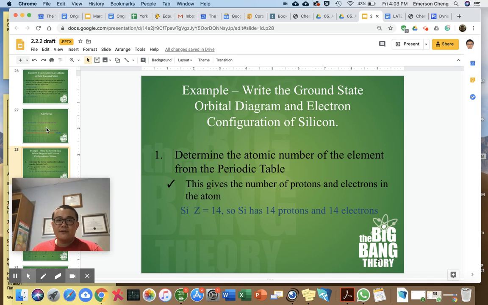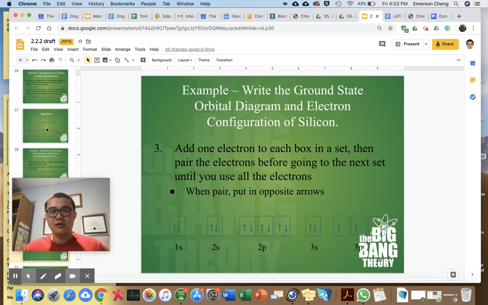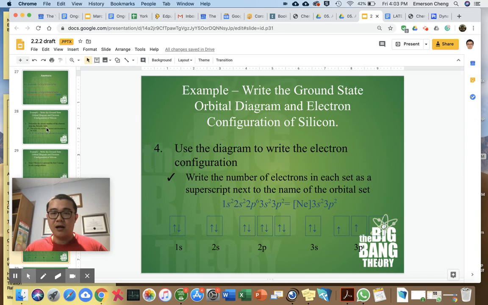So, example: write the ground state orbital diagram and the electron configuration of silicon. You have to figure out what the atomic number is. Okay, you draw out the 9 boxes to show the 3 levels. Essentially, this is what I was doing just now with the longer one. And then you put in the opposite arrows. Again, this is pretty much how I've done this, but you're using the ground state orbital diagram.